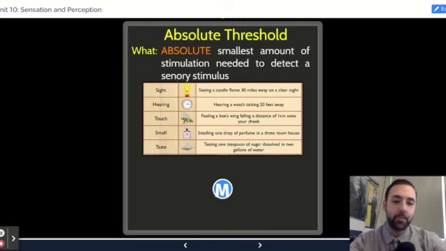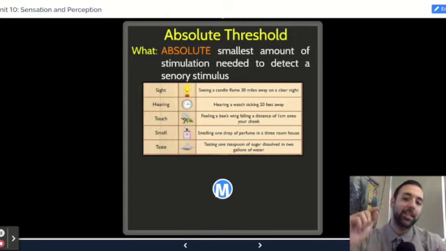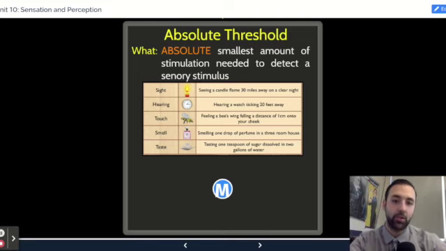So, for example, if I gave you a glass of water and put one single granule of salt into the water, you wouldn't be able to taste the fact that there was salt in the water. That's because one granule of salt has yet to reach the absolute threshold for the sensation of taste. As you can see here, it would take 1 teaspoon of sugar dissolved in 2 gallons of water to actually detect, in that case, sugar.